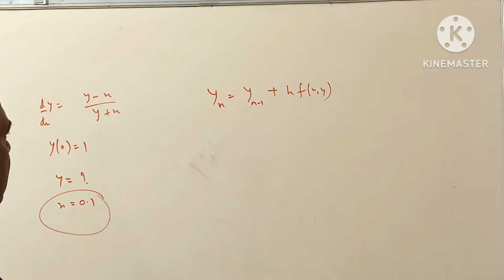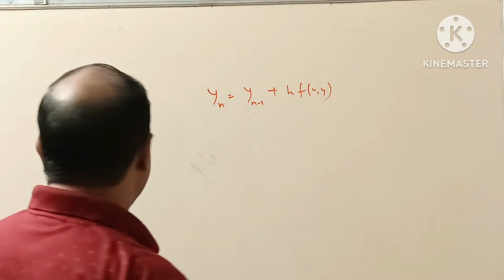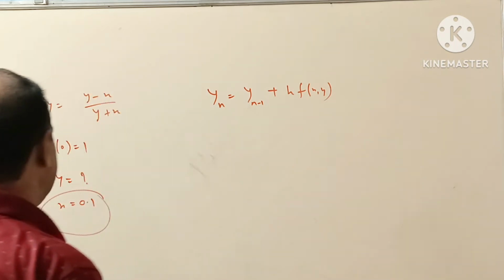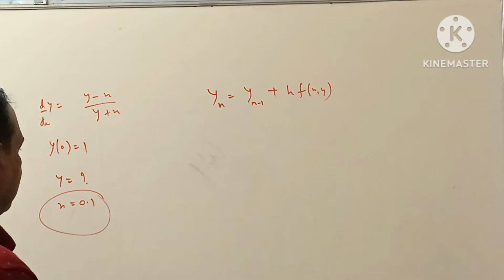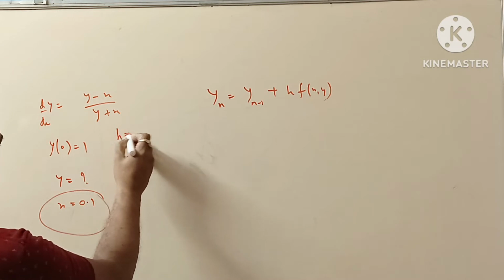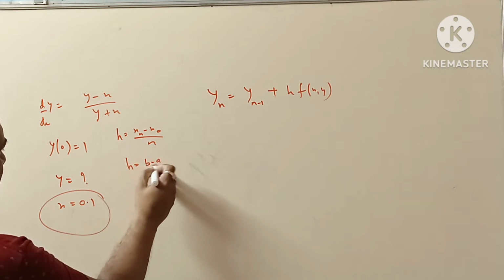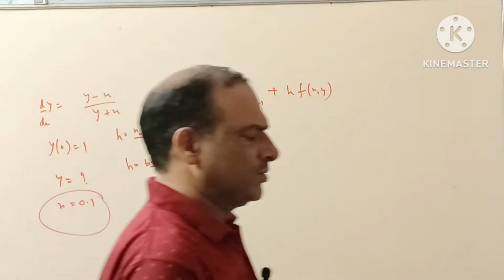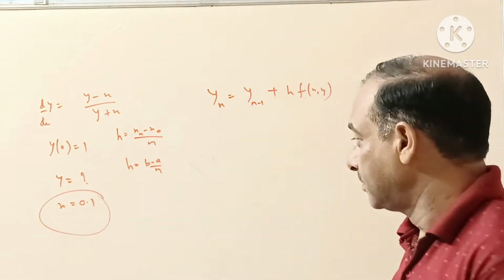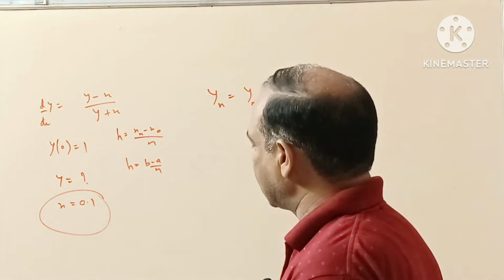Now the first thing you must have with this is the GDC. So just wait for a second, I am just bringing my GDC with me. Okay students, now you have to do the question. The first thing is, what is h? To find the value of h, the formula we know very well is h equals (x_n minus x_0) over n, or (b minus a) over n. In the last video I told you h equals (b minus a) over n.